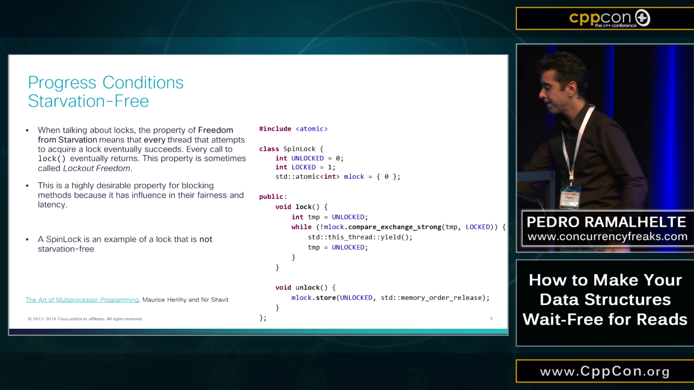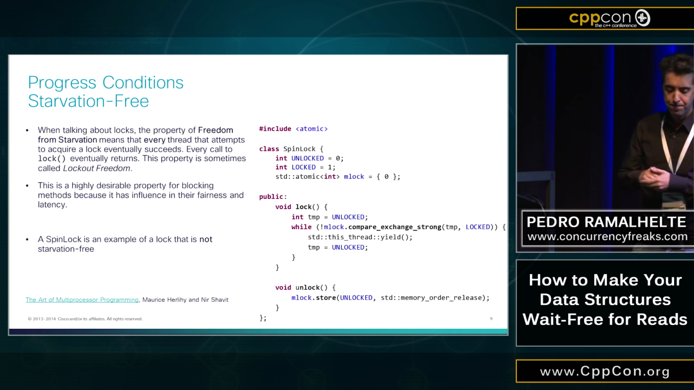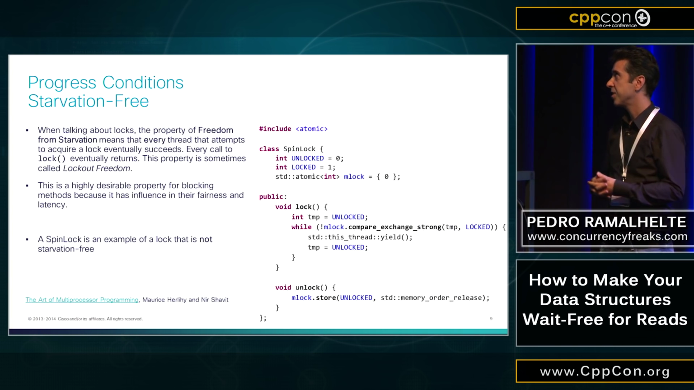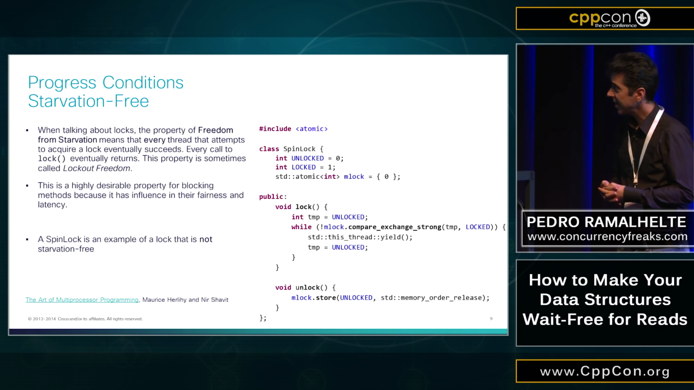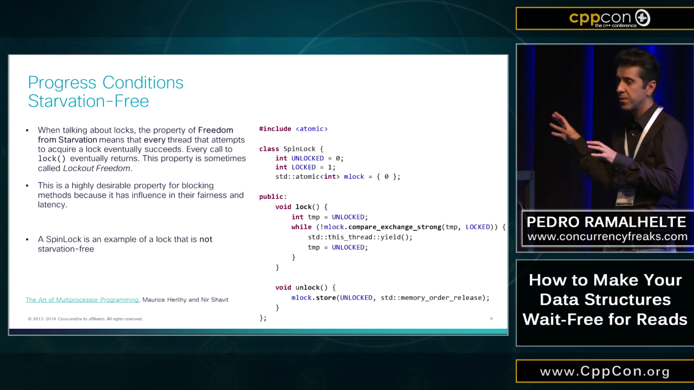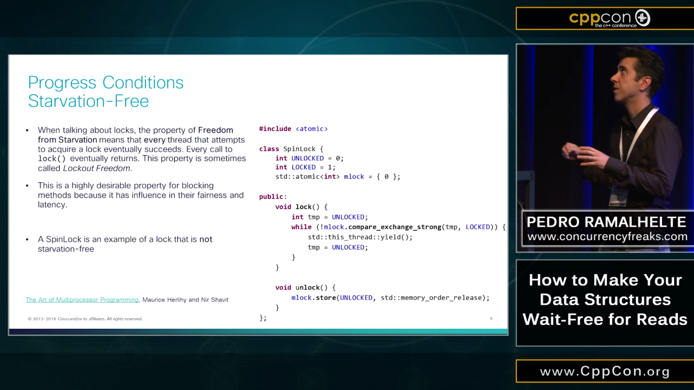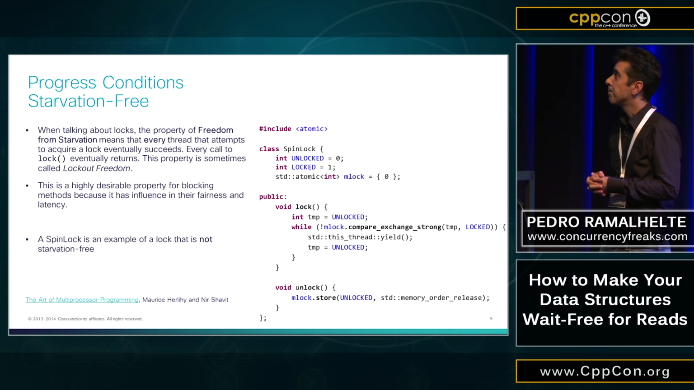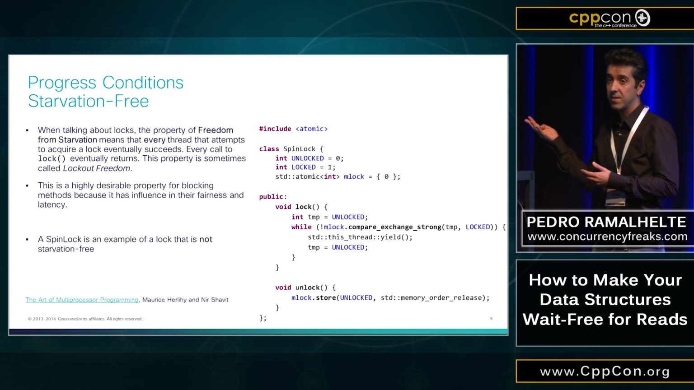Now, inside blocking, there are several properties. The one that I'm more interested about is starvation-free. Starvation-free has strong implications on latency. And the thing about starvation-free is it gives the guarantee that progress is going to be made as long as the other threads are making some kind of progress as well. So if the other threads are making progress, eventually your thread is going to make progress as well.